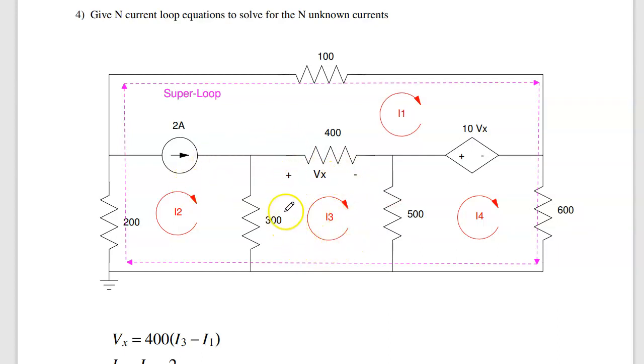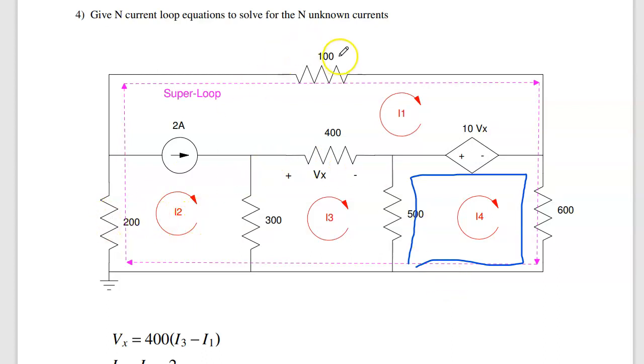Go around loop I3. These voltages add to 0. That's 300 (I3 minus I2) plus 400 (I3 minus I1) plus 500 (I3 minus I4), and then back where I started, equals 0. Round loop I4: 500 (I4 minus I3) plus 10Vx plus 600 I4. I'm back where I started. That's 4 equations. I need one more.